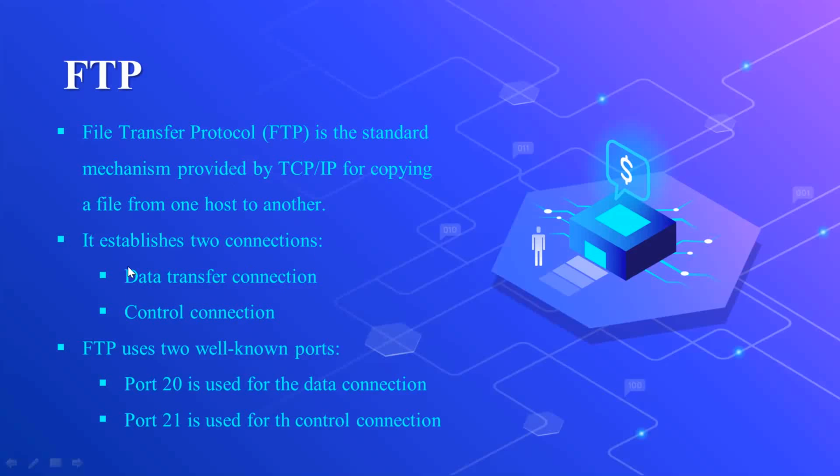Here it establishes two connections. One is the data transfer connection, and the other is the control connection. In this way, it differs from other client server application programs. FTP also uses two well-known ports: port 20 is used for the data connection, and port 21 is used for the control connection.